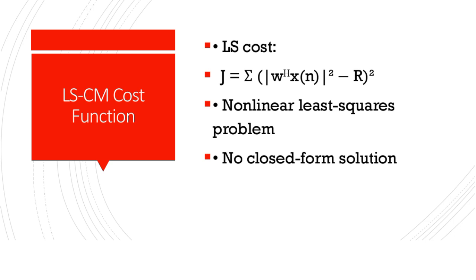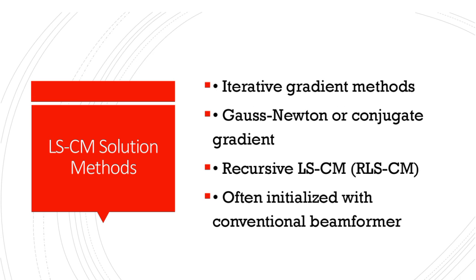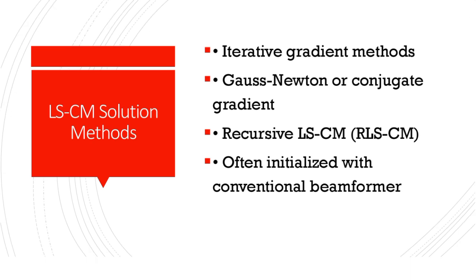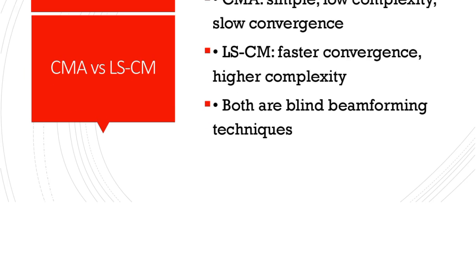The constant modulus criterion here is used as a summation function, and we use it for a non-linear least square problem. So there is no closed form solution. The method we follow is an iterative gradient method, that is Gauss Newton or conjugate gradient. The next thing is the recursive least square constant modulus method. And it is also initialized with the conventional beamformer.